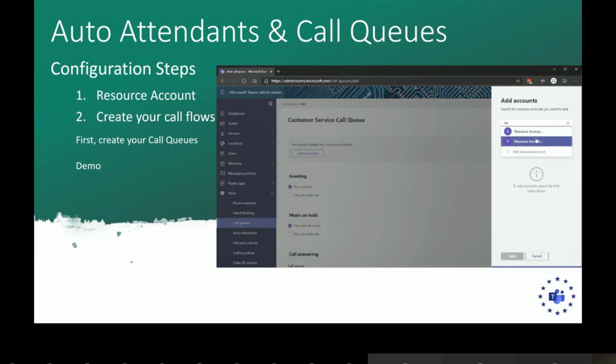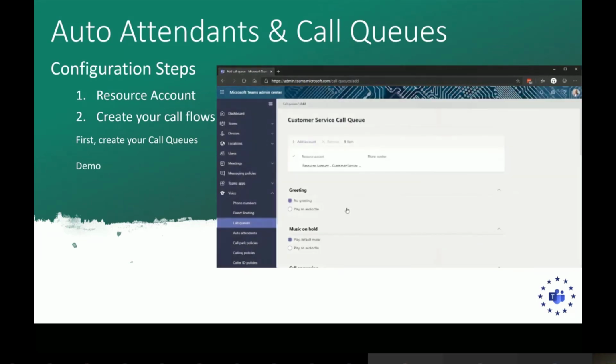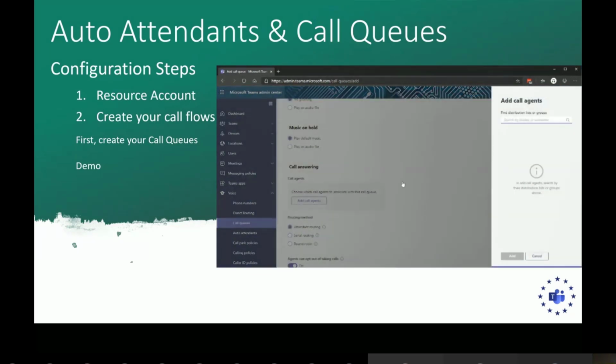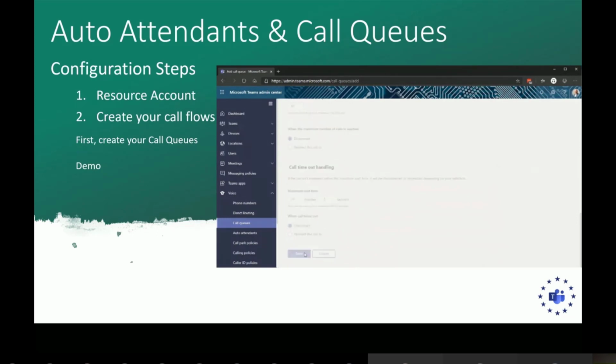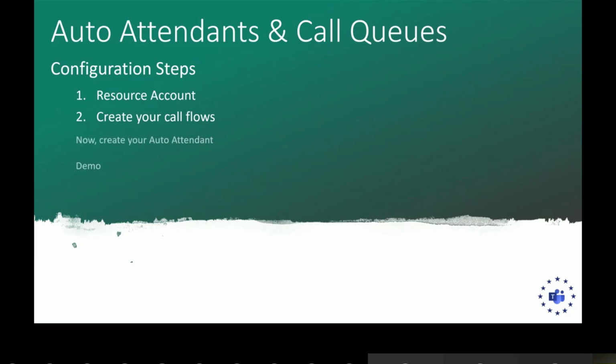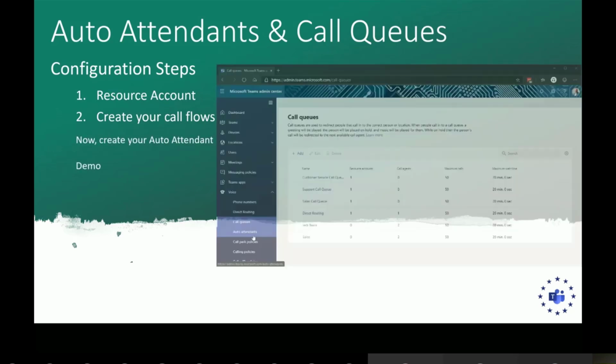The reason I create the call queues first is so that when you create your auto attendant, you have something to point it at. So rather than creating the auto attendant and then going, oh, okay, I'll save that, and then I'll go back, create the call queues and go back to the auto attendant, just do it this way. I think that's why they're listed in that order under the voice thing. Now you create your auto attendant.